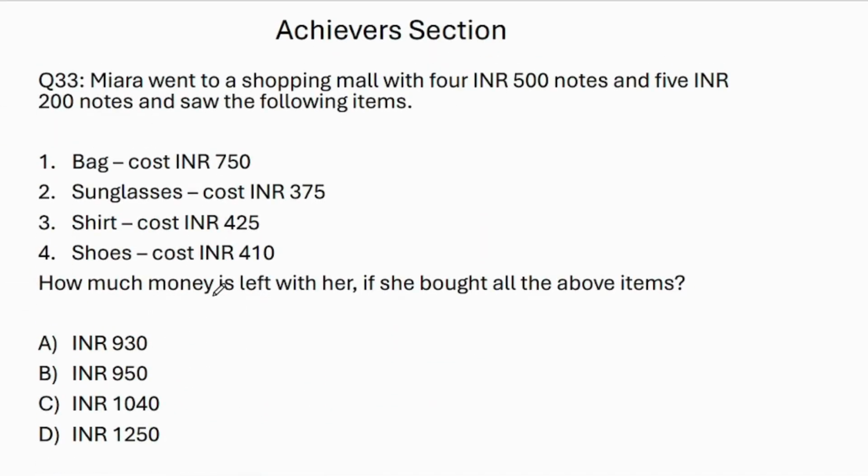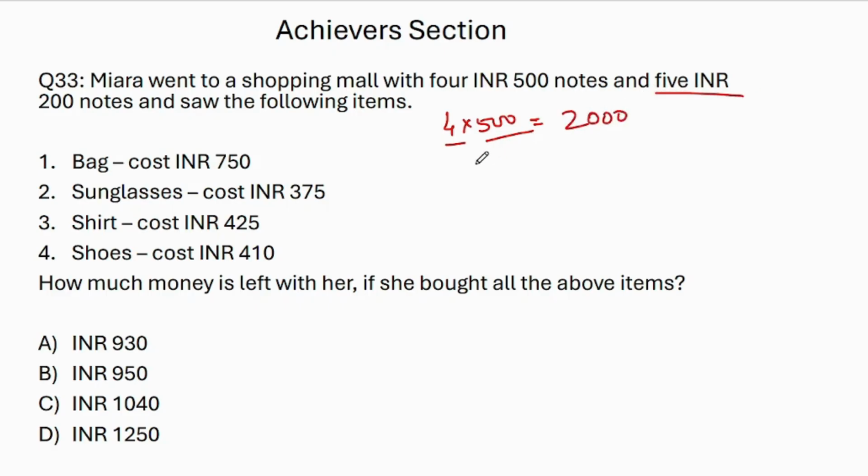Fine. Now, quickly let's solve questions number 33 and 34. Last 3 questions. Okay, so let's start with question number 33. Myra went to a shopping mall with 4 500 rupees notes. So how much will she have? 4 500 notes: 4 into 500 is equal to 2000.